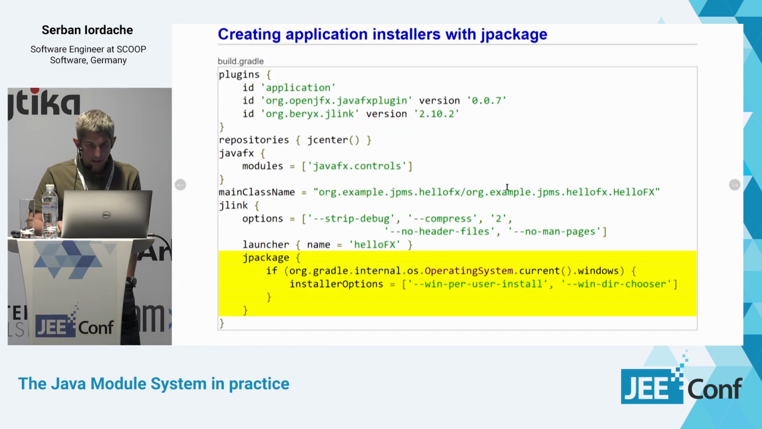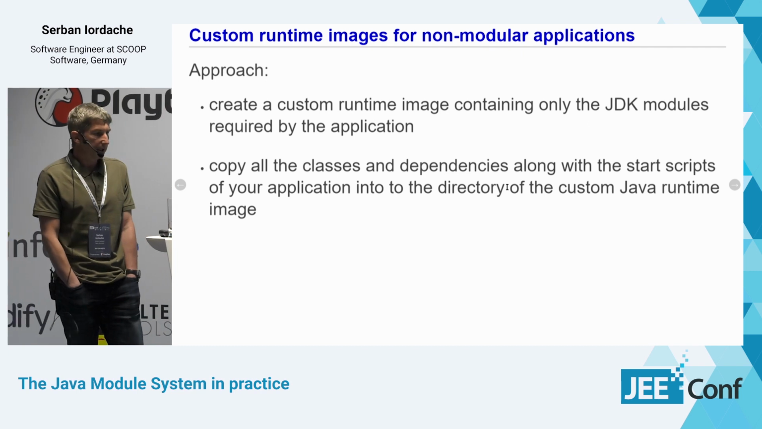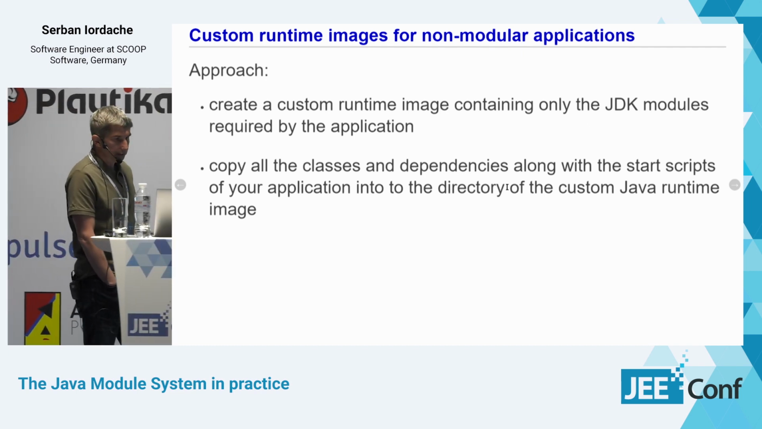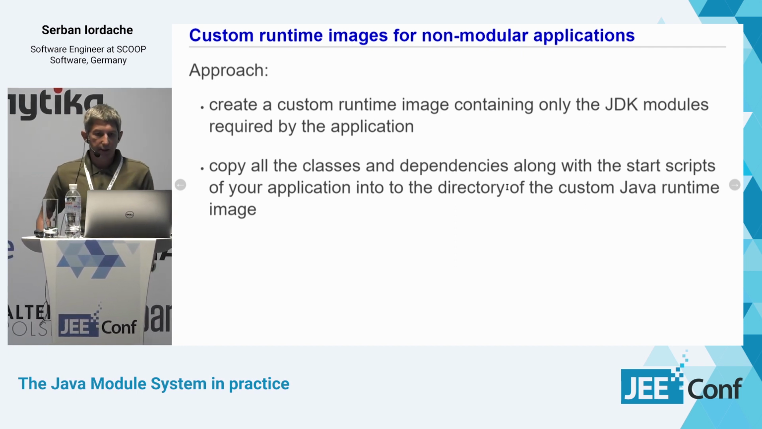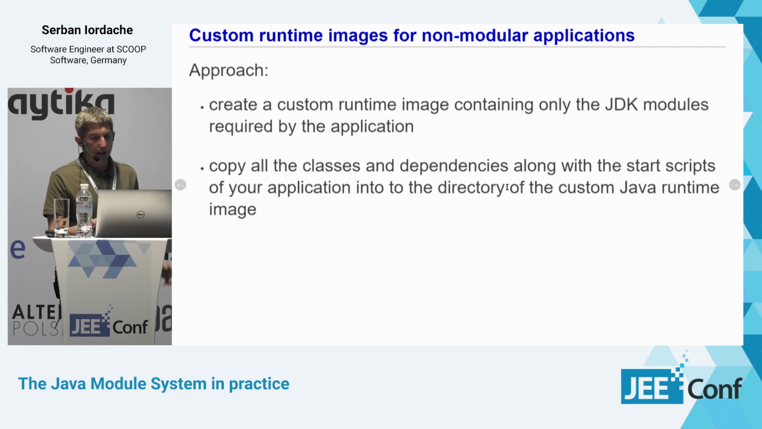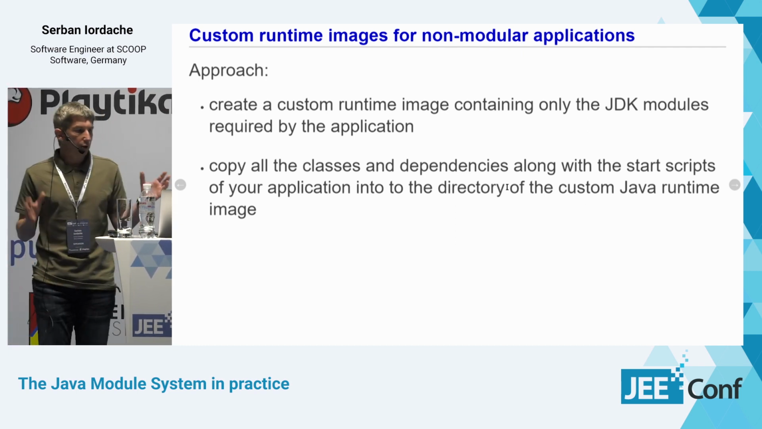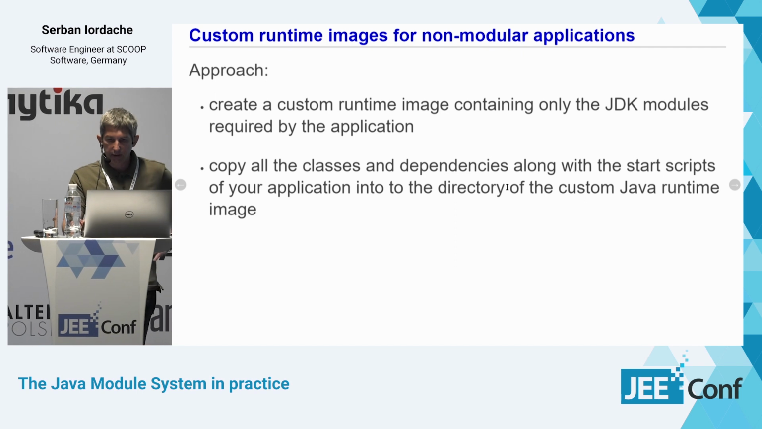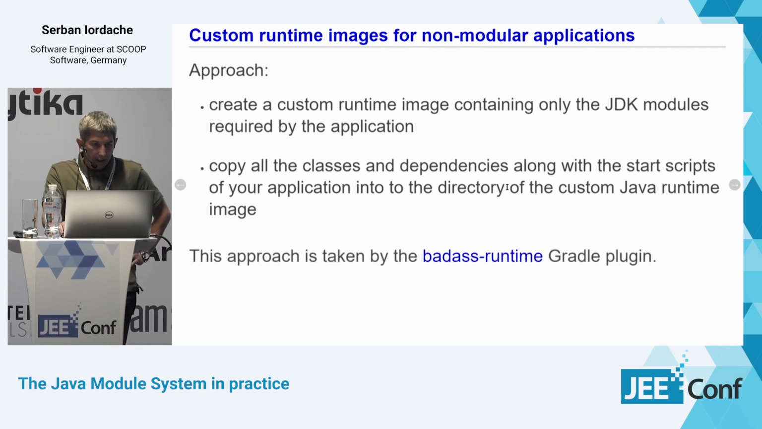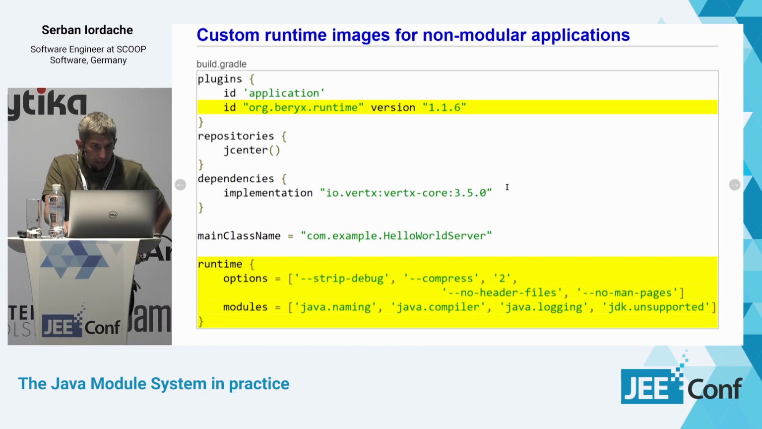The next thing you may want to do is to create a custom runtime image for a non-modular application. And what you actually do in this case is to create a custom JRE, a runtime image of your JDK containing only the modules required by your application, and then you need to copy all the classes and dependencies of your application along with the start scripts into the directory of this custom Java runtime image. And there is also a Gradle plugin that helps you do this. This is the Badass Runtime plugin. That's how you use it.